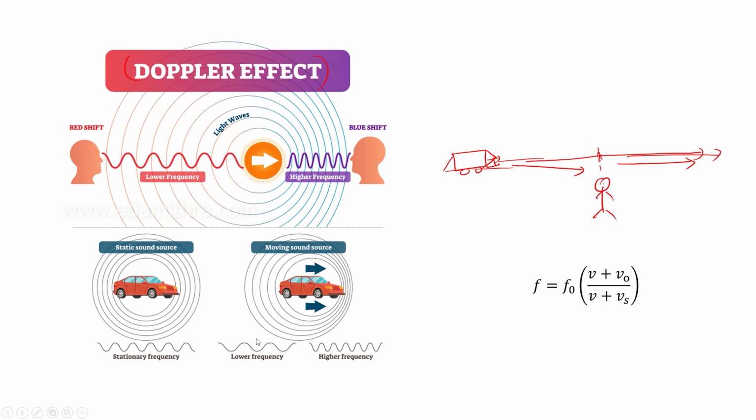Okay, now what is the purpose of this? This happens not just for sound, it happens for light as well. Imagine that there is a source of light, and when it is coming towards you, its light will shift to a higher frequency, and when it is going away from you, it will shift to a lower frequency.